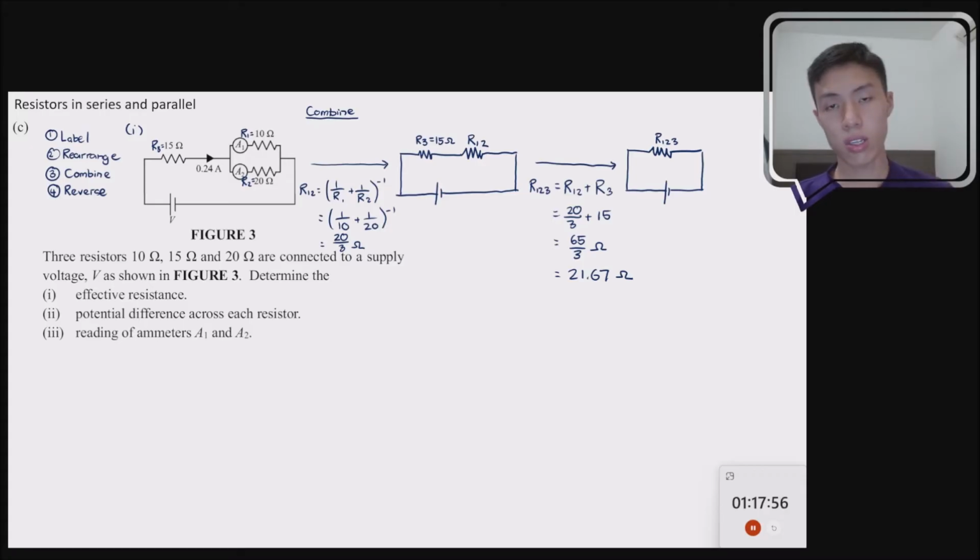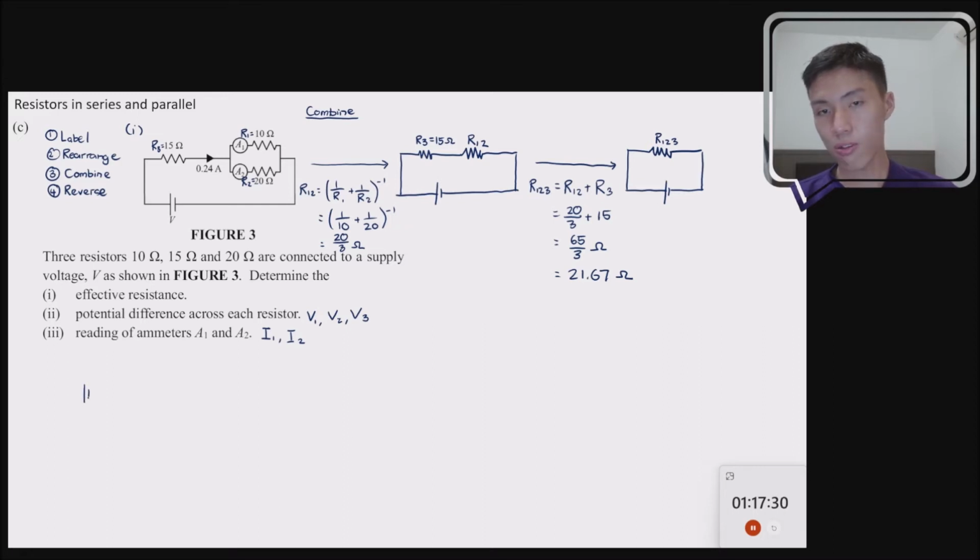Okay, so that's question number 1 solved. Next, we're asking for the potential difference across each resistor. So there are 3 resistors. We need to find V1, V2, and V3. Then they ask for the reading of ammeters A1 and A2. That will allow us to determine the current across resistance 1, I1, and the current across resistance 2, I2. So basically all these things can be obtained if you do a reverse process. So let's go through reverse right now.